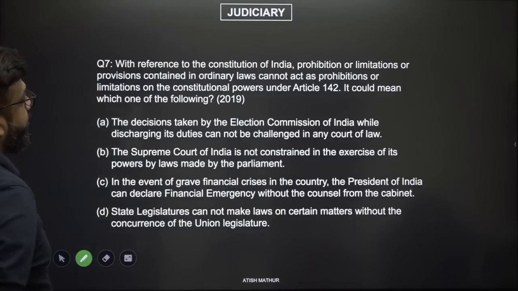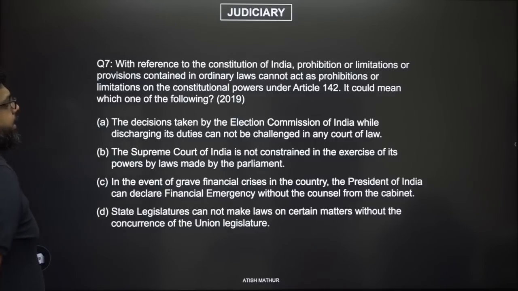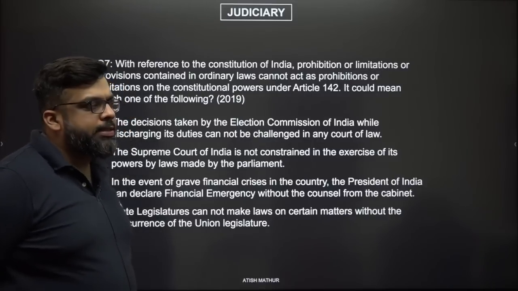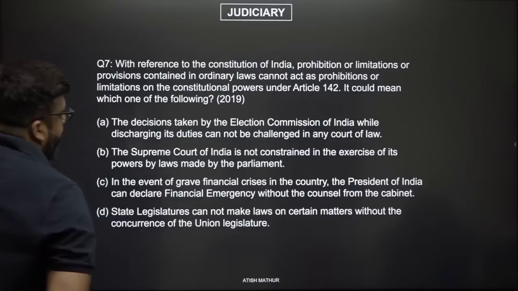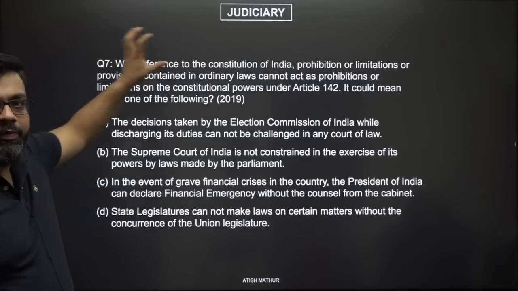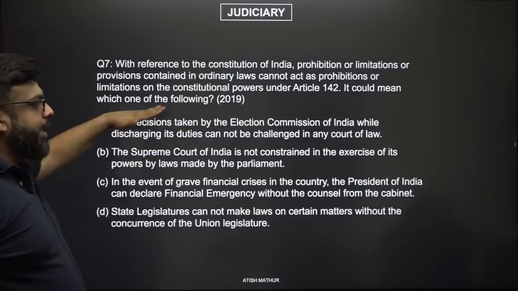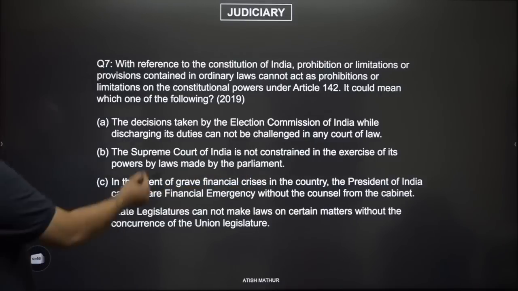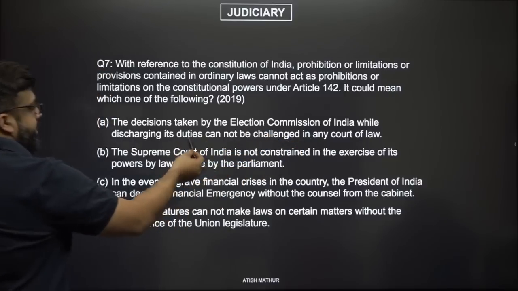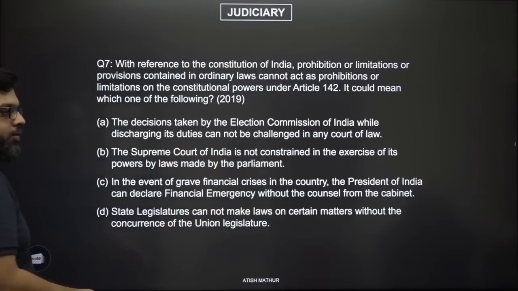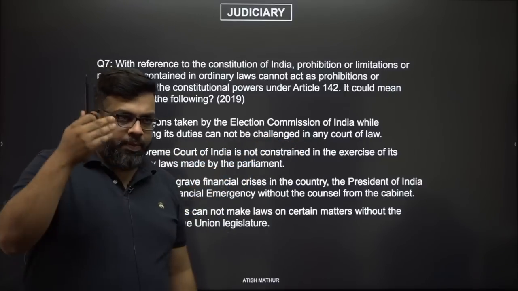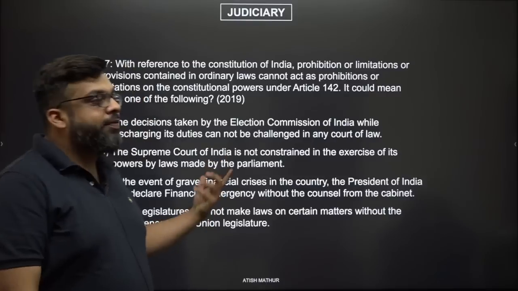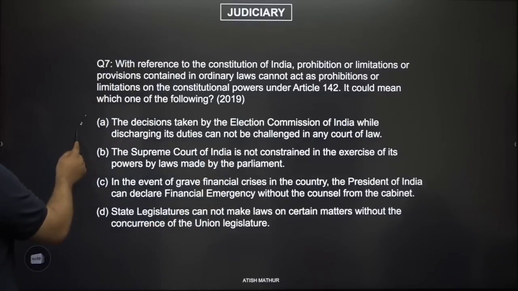Right? Now, first things first, we understand that Article 142 somewhere around deals with the powers of the court. Even if you did not understand what the first statement was, you can eliminate what is incorrect from the 4 options given before you. The decisions taken by the Election Commission while discharging its duties cannot be challenged in a court of law. Why? If you're performing a quasi-judicial function, any decision can be challenged in a court of law, even if it's pertaining to decisions. This is definitely wrong.